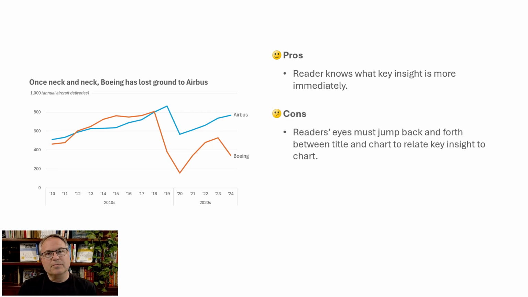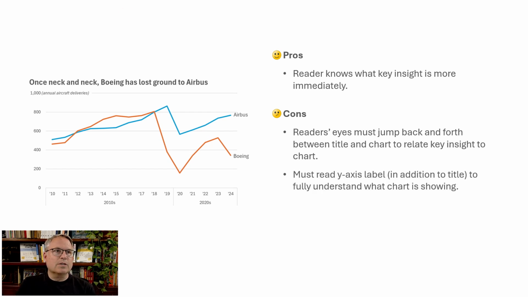Like, the fact that the reader's eye has to jump back and forth between the title and the chart, and they basically have to relate elements of the title to parts of the chart, figure out, okay, what's neck and neck, right? So that's what this says. So what is that? Oh, I see, right. So that's this part here where Boeing and Airbus were neck and neck. Boeing has lost ground to Airbus. So I guess that must be, oh, right. So there's a gap that developed here. And so their eye's going to have to go back and forth a couple of times. Not the end of the world, but it is a cognitive step.